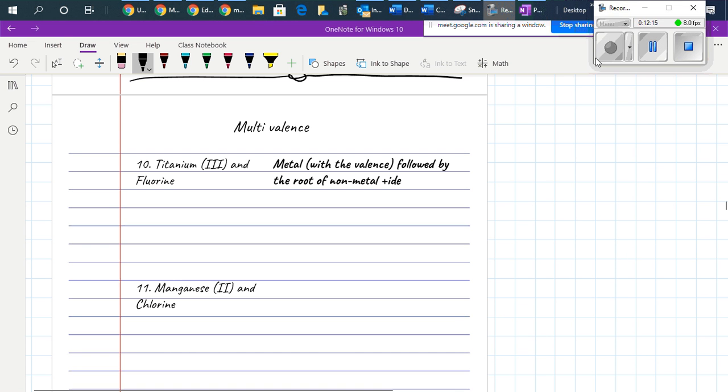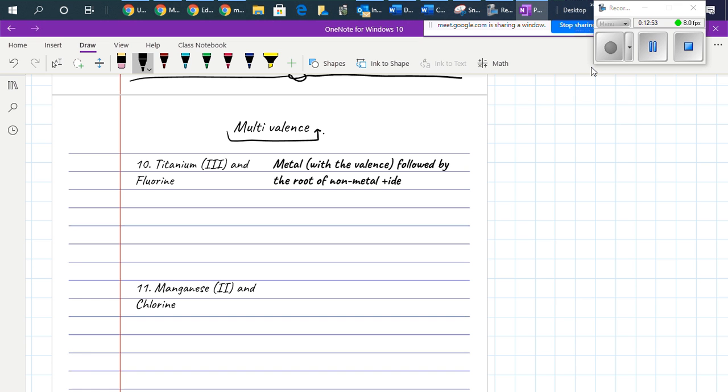Do you have questions? Let's take a look now at the multivalence elements. These are the elements, as I said, that have 2 numbers right below the atomic mass. So let's say manganese, which is in the 25th place of the periodic table, has a +2 and +4. That means that we have to identify which one we are using. Are we using the +2 or the +4?